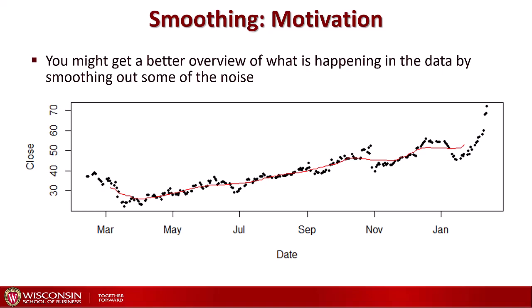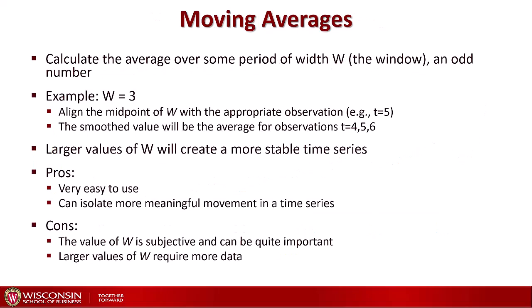especially when there is a lot of noise. So one way to achieve that is to compute moving averages, also called rolling averages or running averages. They are simply a method where we take the average over some time period of width W, which we call the window, and it's usually an odd number so that we have as many observations we average over before and after the current point.